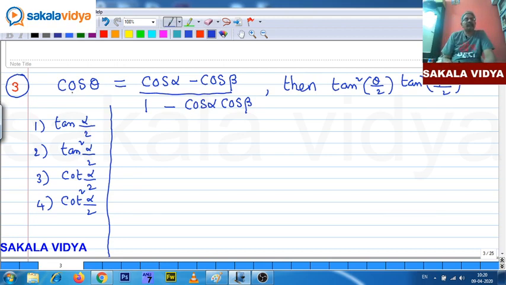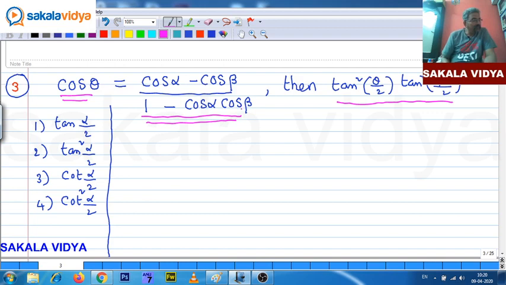So what is the plan here? Cos theta is equal to cos alpha minus cos beta by 1 minus cos alpha cos beta. Then we are asked tan square theta by 2 multiplied by tan square beta by 2.